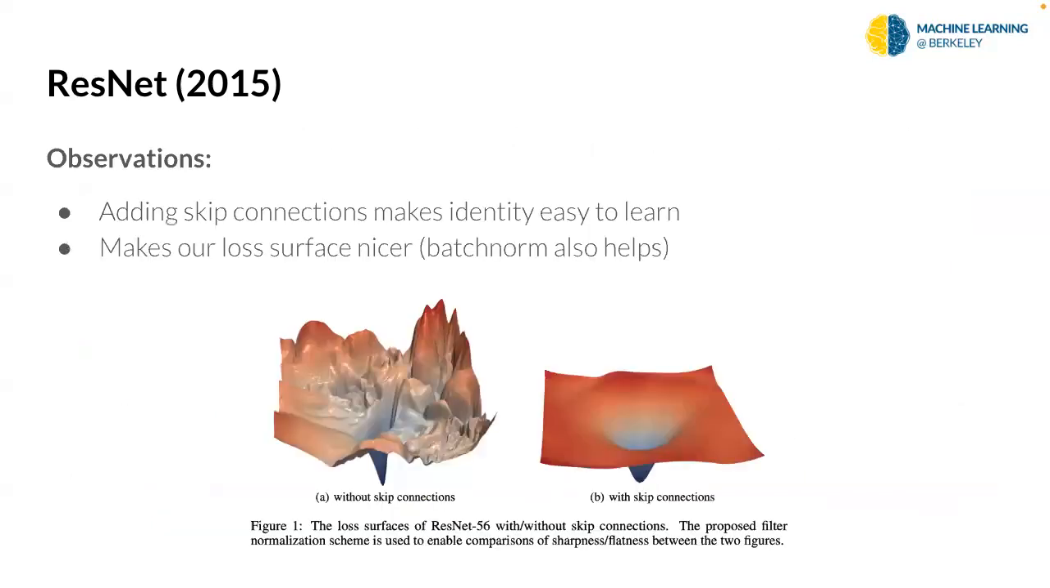And what we found is that adding skip connections makes identity easy to learn. It also makes our loss surface nicer, as well as batch norm. And so there was a paper that visualized loss landscapes of neural networks, and they were able to confirm that the ResNet's loss surface looks a lot smoother, which makes backpropagation a lot more effective on neural networks and makes it easier to learn a more optimal solution. It makes training a lot more stable as well.